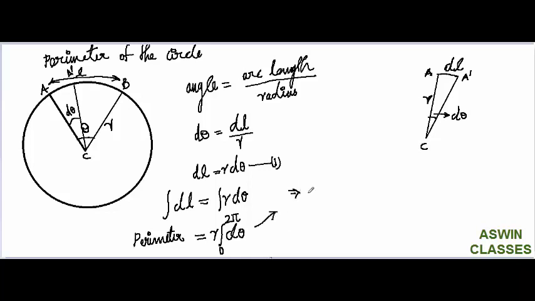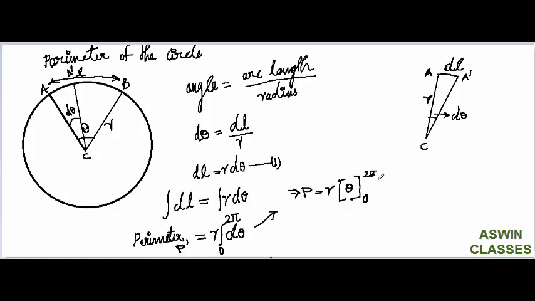That is equal to perimeter P. I take perimeter as P, the representation for perimeter. P is equal to r times the integral of d theta, which will be theta. You have to put the lower limit here and the upper limit here.